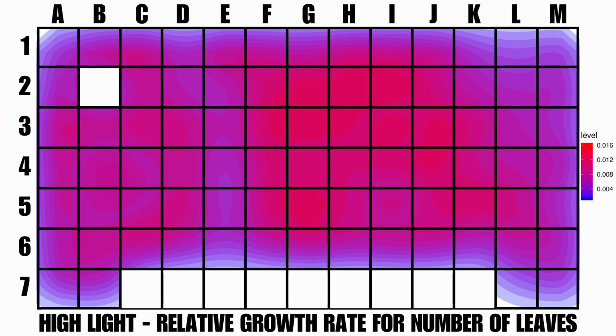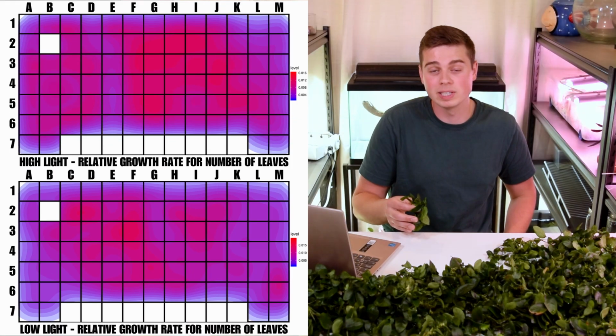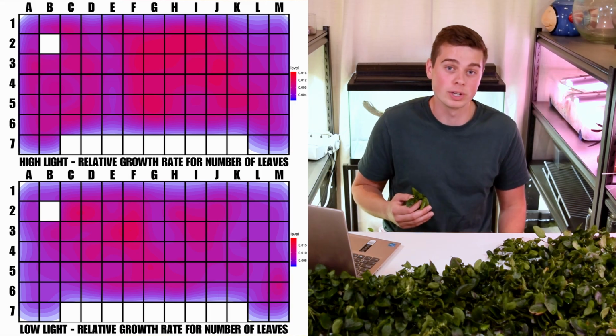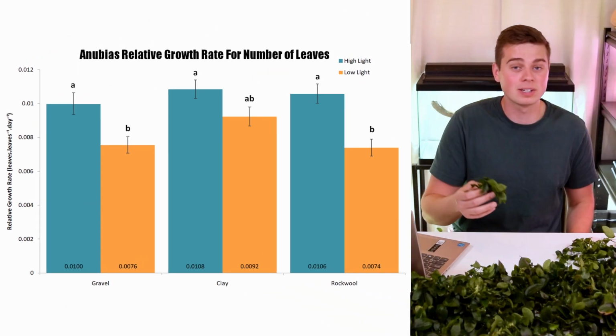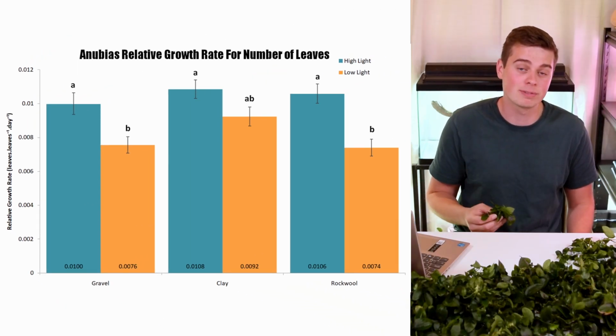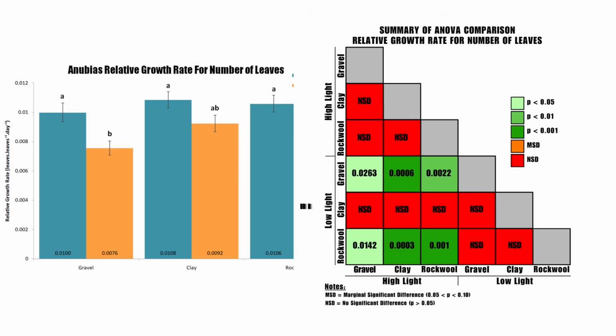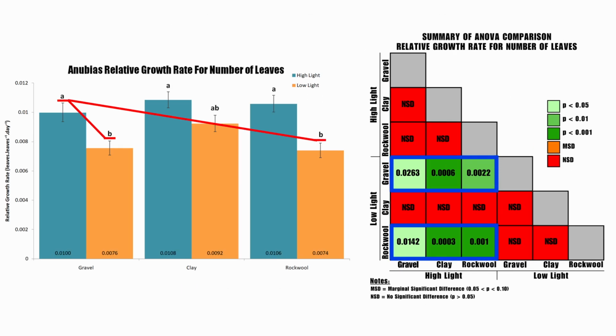Again, when we look at the heat map for the relative growth rate for number of leaves, we don't have as many hotspots and the growth across the board looks a little bit more uniform. And when comparing the averages, we still have quite a few statistically significant differences, although not as many as before. So as you can see here, the highlight treatment options with gravel, clay, and rockwool were statistically different from the low light gravel and the low light rockwool groups. However, the low light clay group didn't end up being statistically different from any of the highlight treatments.